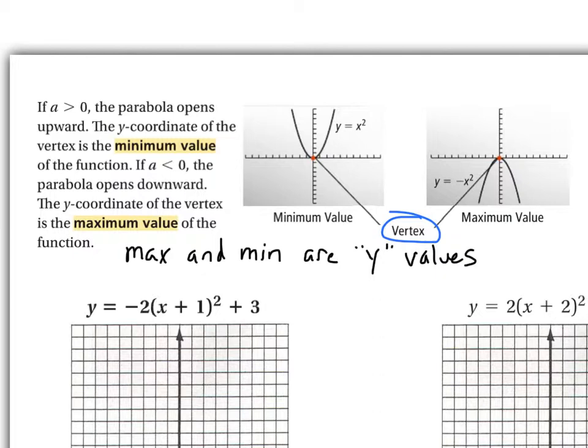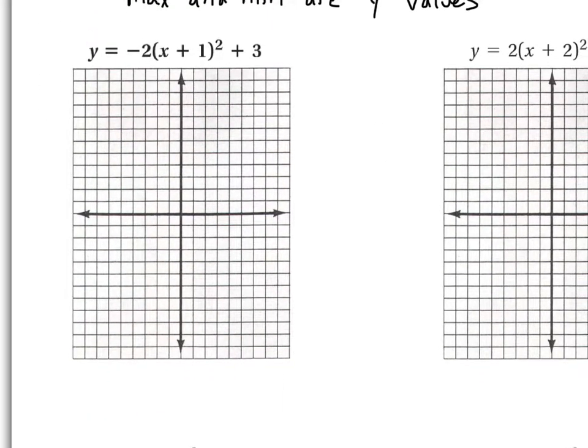So your function is going to have a maximum or minimum value depending on if it opens up or if it opens down. If it opens up, it's a minimum value. If the graph opens down, it's a maximum value. And that value is always the y-coordinate of your vertex. Okay? It's always the y-coordinate of your vertex. So, let's take a look at another example here.